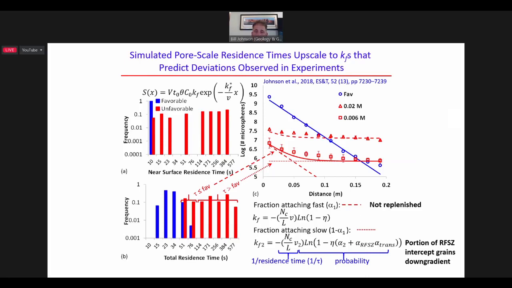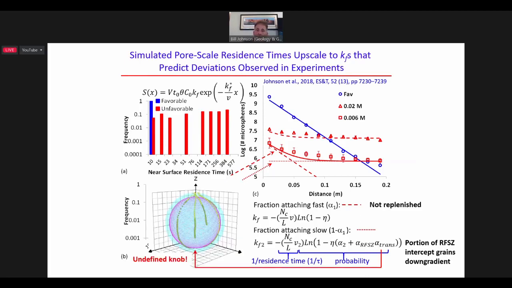But to get that, what we have to do is make an unconventional assumption. And we have to assign what happens to colloids that don't attach, but just end up at the rear flow stagnation zone of the grain. We do that with a knob that we turn called the alpha RFSZ and the alpha trans. What that knob, alpha trans, is saying is what fraction of those colloids that get to the rear flow stagnation zone move to the near surface of down gradient grains. So that's a knob we're twisting.